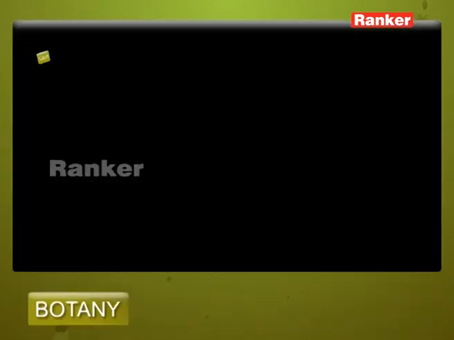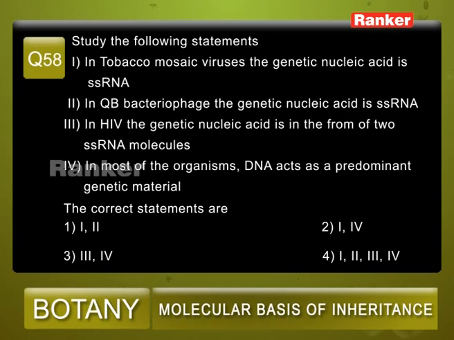Question number 58, study the following statements. 1. In tobacco mosaic virus, the genetic nucleic acid is single stranded RNA. 2. In Qβ bacteriophage, the genetic nucleic acid is single stranded RNA. 3. In HIV, the genetic nucleic acid is in the form of 2 single stranded RNA molecules. 4. In most of the organisms, DNA acts as the predominant genetic material. The correct statements are: 1) 1; 2) 1 and 2; 3) 1 and 4; 4) 3 and 4; 5) 1, 2, 3 and 4.